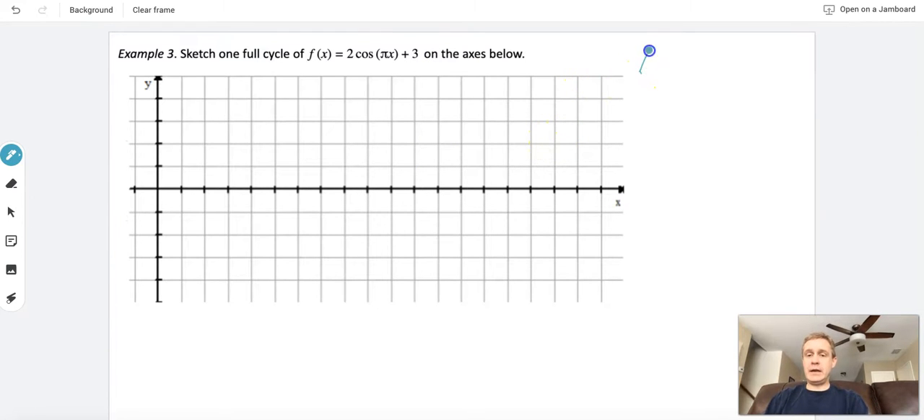I'll start with my A, which in this case is the number in front of the cosine function, which is 2. And as I mentioned in the cosine video, I'm going to multiply that 2 by the key numbers on the cosine function. Those numbers are 1, 0, -1, 0, and 1. So I multiply 2 into each of these numbers, and we get 2, 0, -2, 0, and 2.